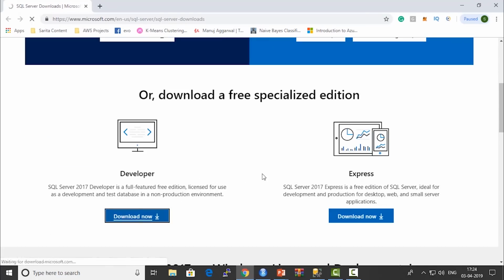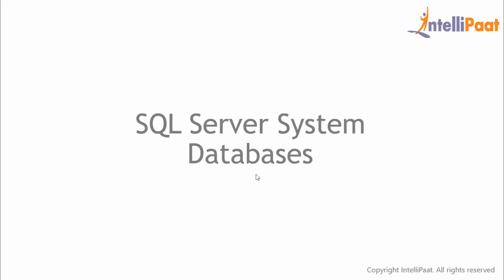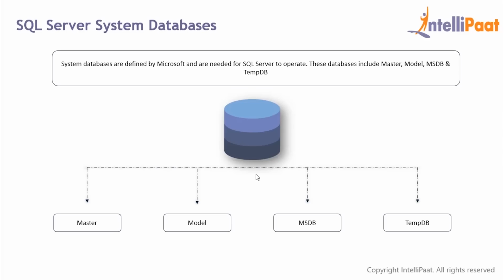And it'll be downloaded. Now let's look at the different system databases in SQL Server. When we install Microsoft SQL Server, the system databases are automatically created on every SQL Server instance. These system databases allow the database engine and administrative applications to properly manage the system. And these are the available system databases: master, model, MSDB, and tempdb.